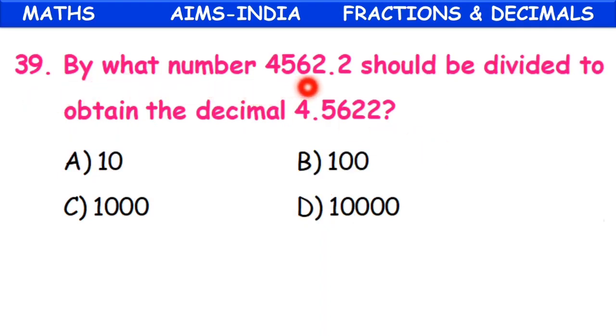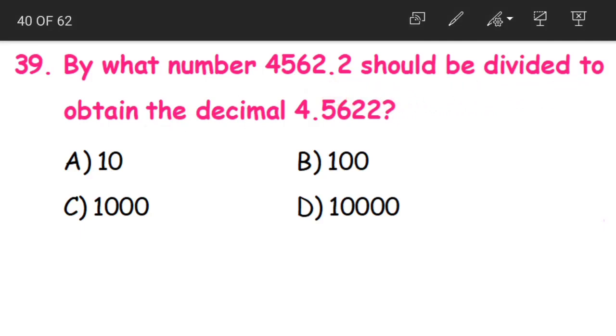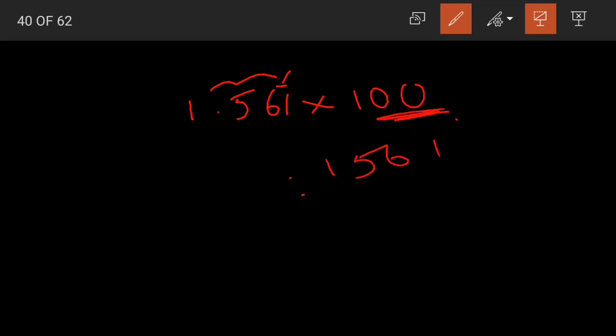Now next question 39. By what number should 4562.2 be divided to obtain the decimal 4.5622? Now just now what did we learn? When we multiply a decimal number by 10, 100 or something which has zeros in it, depending on the number of zeros, the decimal point will move. Here we have 2 zeros, so the decimal point will move 2 digits to the right. Before it was after 1, now it will be after 6, 2 digits to the right.